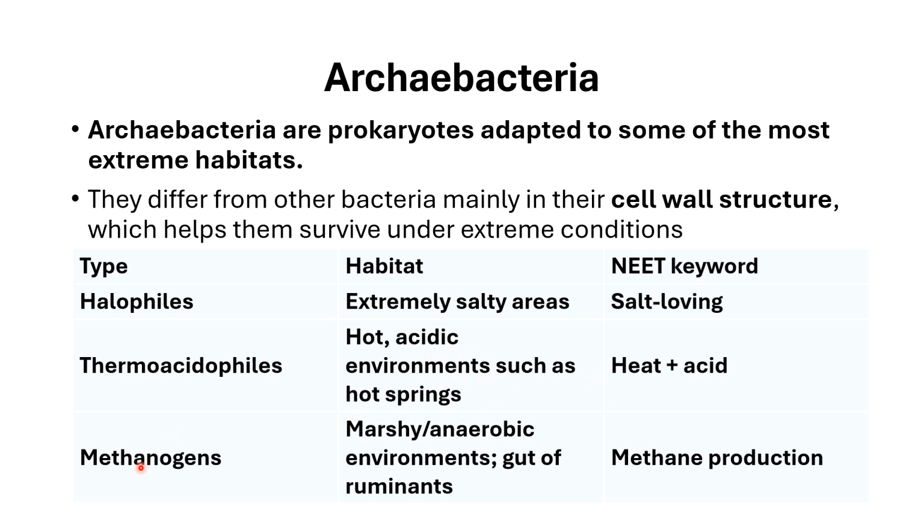Okay. Now the third type of bacteria are methanogens. So methanogens are the ones which produce methane. They can survive in marshy anaerobic environments as well as the gut of the ruminants. So see, these Archaebacteria can survive in very extreme type of habitat. Okay. Now how they differ from the Eubacteria, we already discussed with respect to the cell wall structure, or Archaebacteria have a different cell wall structure. Clear?